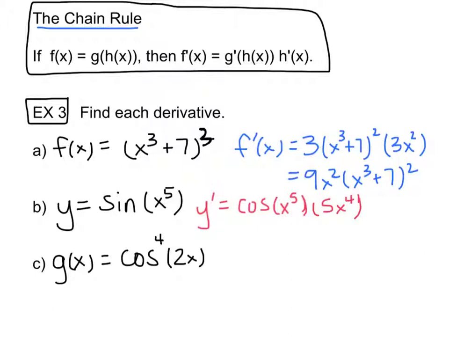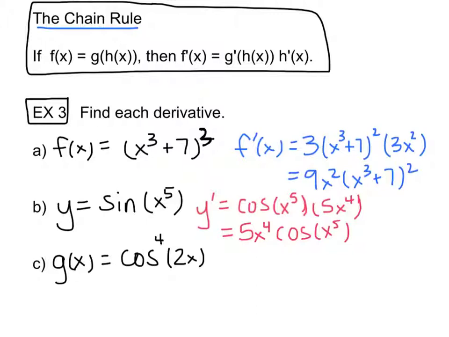This one is slightly trickier. We cannot multiply x to the 5th and 5x to the 4th because x to the 5th is inside cosine and 5x to the 4th is not. So I'm going to bring my 5x to the 4th out front. That's where it's going to make the most sense. And then I'm going to multiply by that cosine of x to the 5th.